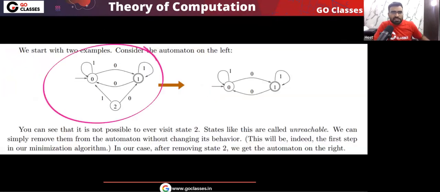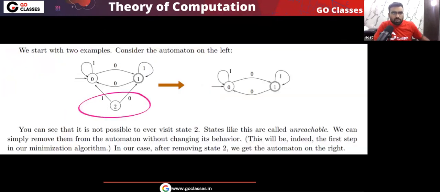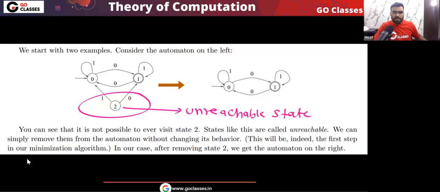Now you can see in this DFA, state number 2 is unreachable. Do you agree that state number 2 is an unreachable state? Yes or no? So I can say this is an unreachable state. This state is also unreachable. So if I remove this state, will the language change? The language will not change. Yes or no?